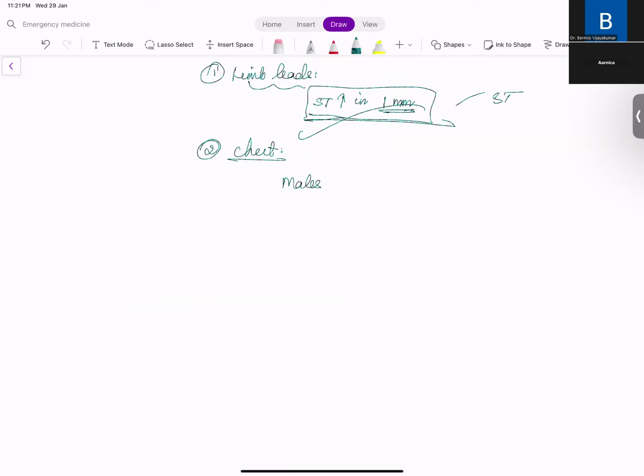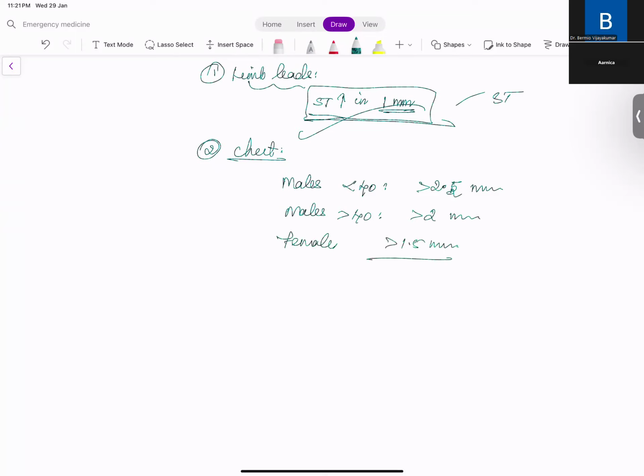A little theoretical only, but for males less than 40 years, if the chest lead elevation is more than 2.5 millimeters. For males more than 40 years, if the elevation is more than 2 millimeters. For females, if the elevation is more than 1.5 millimeters.